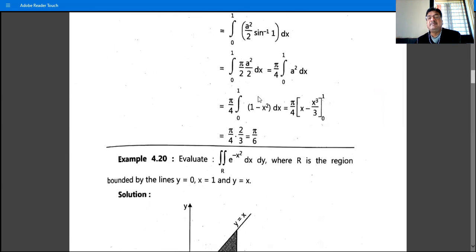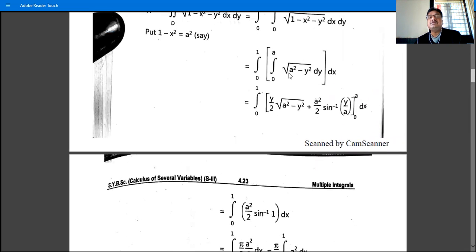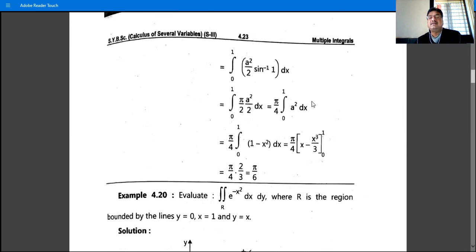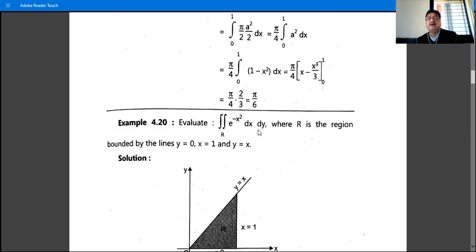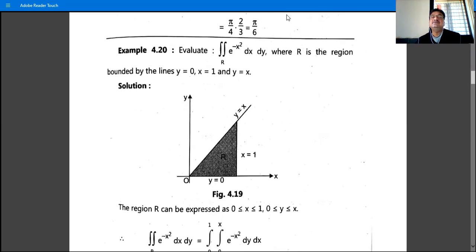This is just for simplification, it is not integration by substitution, since 1 minus x square is a constant quantity with respect to y. Then take pi by 4 as a common factor, and we have 1 minus x square, whose integration with respect to x is x minus x cube by 3 from 0 to 1. The value at the upper limit is 1 minus 1 by 3, that is 2 by 3, and the value at the lower limit is 0. So we have the answer pi by 6. We will see the remaining similar problems in the next lecture.